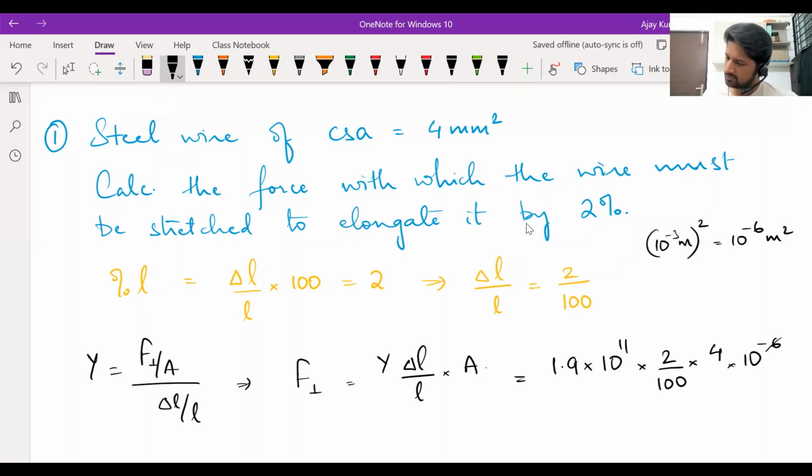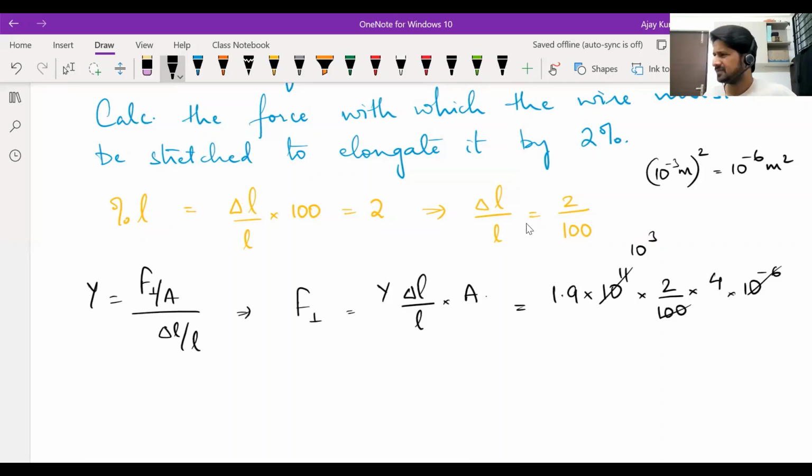So 10 power minus 6, 10 power 11 is 10 power 5. Divided by 100 is 10 power 3. 2 into 4 is 8. 8 into 1.9, 8 to 15.2. So 15.2 into 10 power 3 newtons. Okay, so you can write it as 15.2 kilonewtons also. If you stretch this particular steel wire with that much force, its length would increase by 2%.